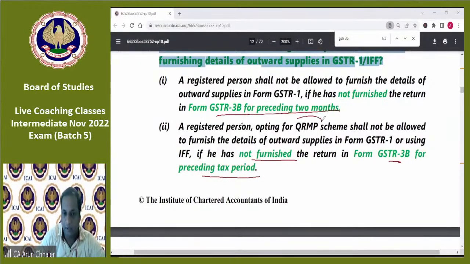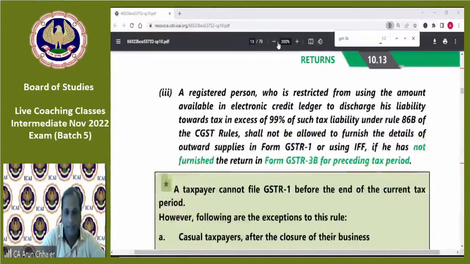A registered person opting for QRMP is not able to furnish the outward supply in the GSTR1 or IFF if he has not furnished the 3B for the preceding tax period. It means for 1 quarter. Now, third thing, I hope Prabhas, you are getting your answer. Whatever question you have asked, I hope you got the answer.